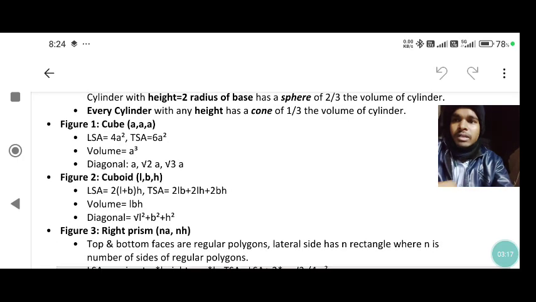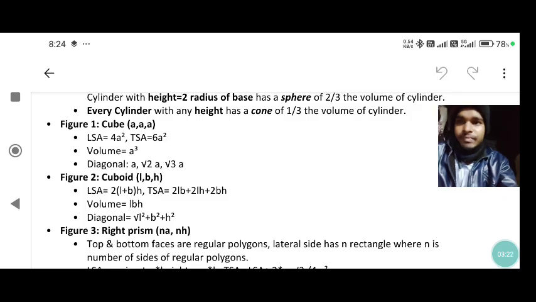A cone, any height, any cylinder, every cylinder of any height has a cone inbuilt in it, with a volume of 1/3 of the volume of the cylinder.